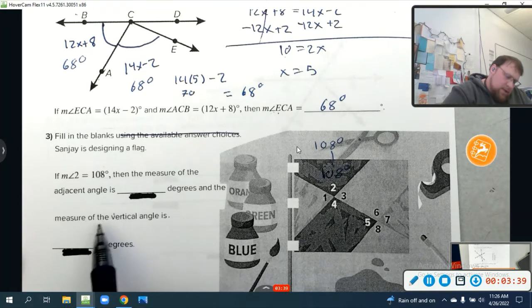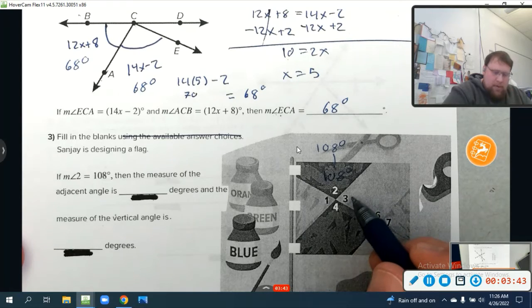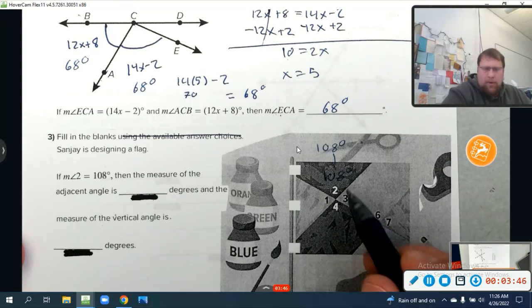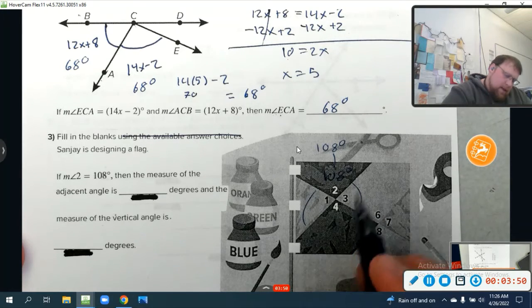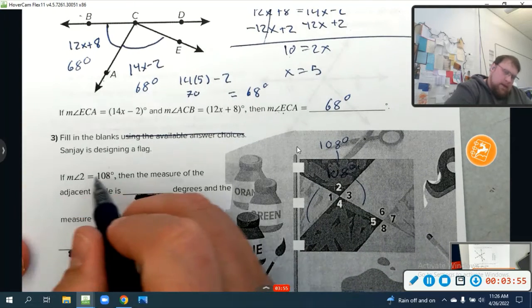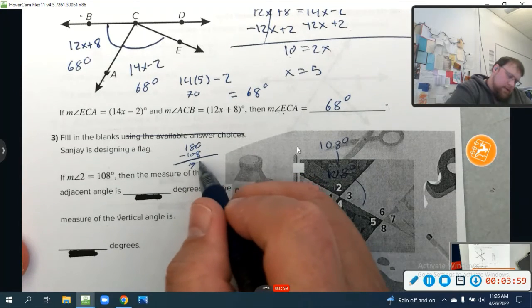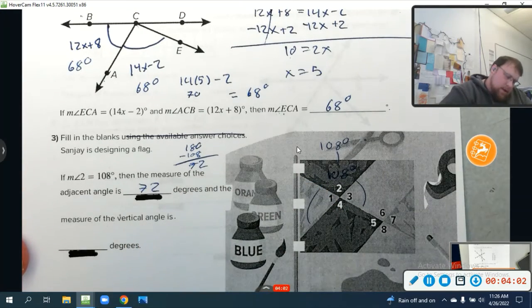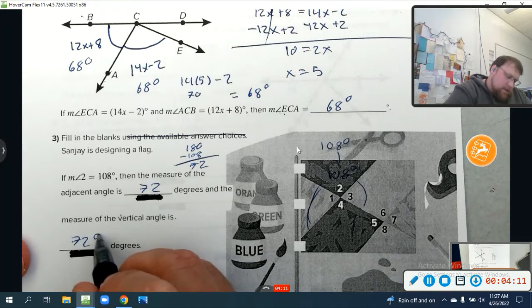Then the measure of the adjacent angle is, well, it doesn't matter. You may be thinking, is that angle 3 or angle 1? It doesn't matter. They're both adjacent to 2. And since either one would make a straight line, right? And they're vertical angles, so they're equal, right? Then it would be 180 minus 108, which is 72 degrees. And the measure of the vertical angle is, so angle 1 is vertical to that, or angle 3, whichever one you did, is also 72 degrees. They're both the same.